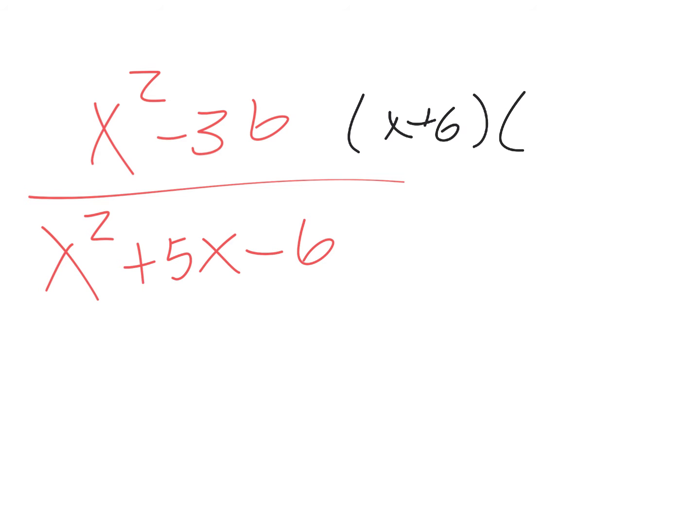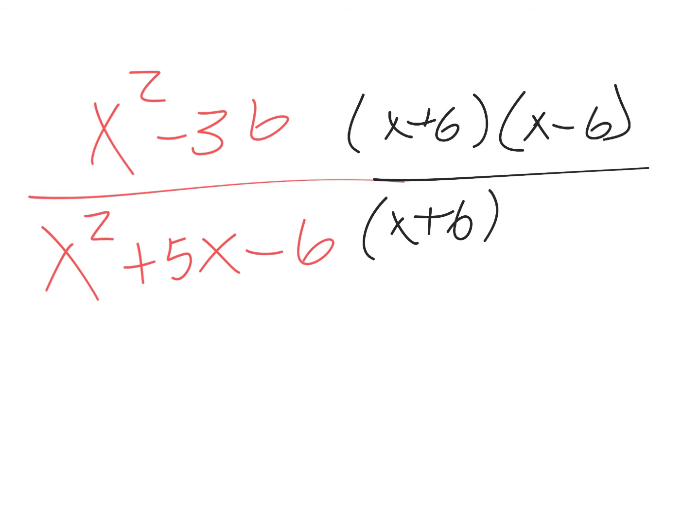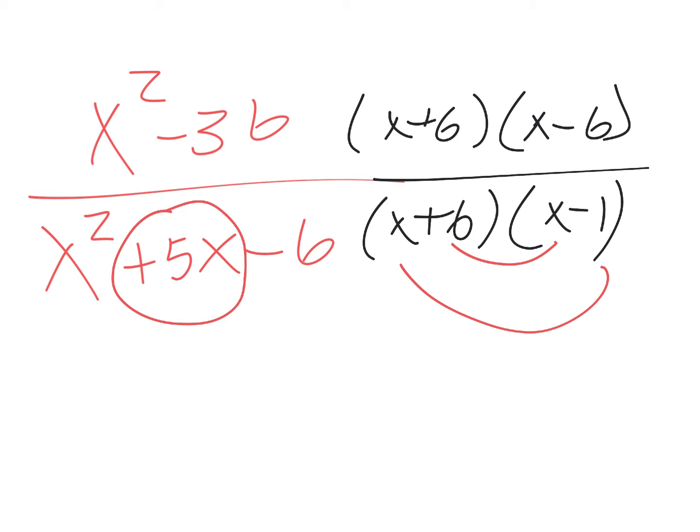x plus 6, x minus 6. How about the bottom? Selena? x plus 6 times x plus 1. 6, and then x minus 1. And by now, this should be so easy for you to factor those things. Still worth checking. You go outside and you go inside and just make sure that equals this. If there's a mistake, it's usually that. Okay, and then this cancels this, and your answer would be this.